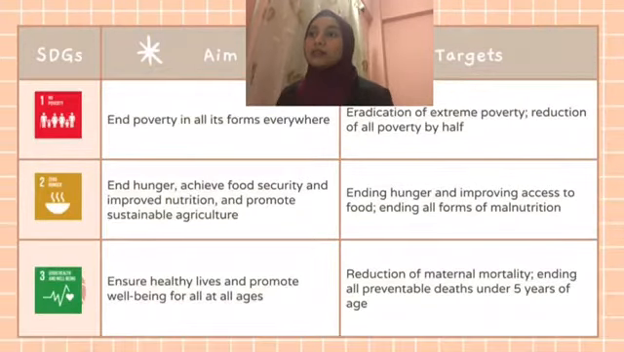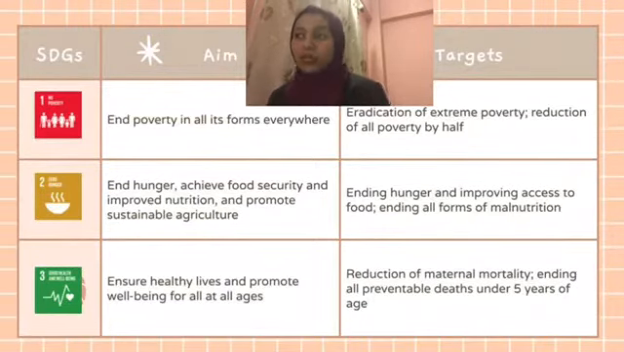Okay, and for the second goal, the aim is to end hunger, achieve food security, and improve nutrition, and promote sustainable agriculture. So to do this, the target that they want to achieve is to end hunger and improve access to food, also to end all forms of malnutrition.